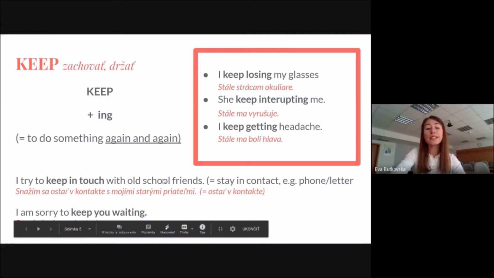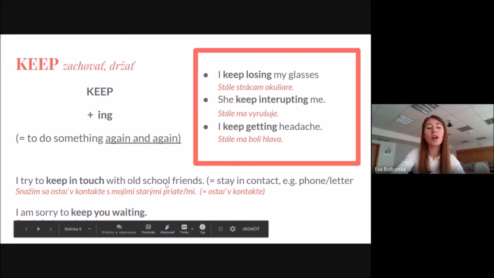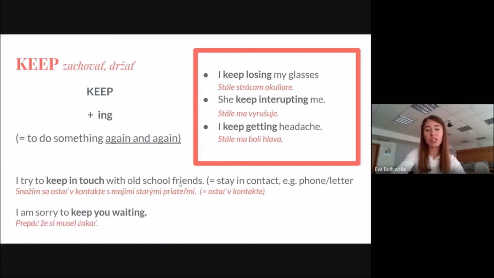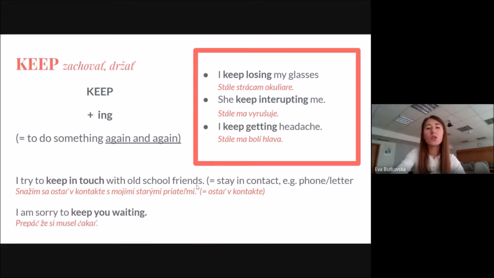And the last two phrases are keep in touch. You can use the phrase keep in touch at the end of an informal email, or you can say this phrase. So for example, I try to keep in touch with all school friends, so I stay in contact. You can stay in contact via phone or email or letter, and so on. Or you can say keep somebody waiting. Usually it's an apology. So, I'm sorry to keep you waiting.